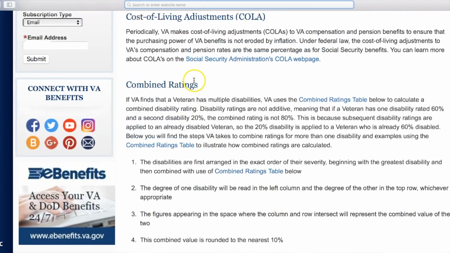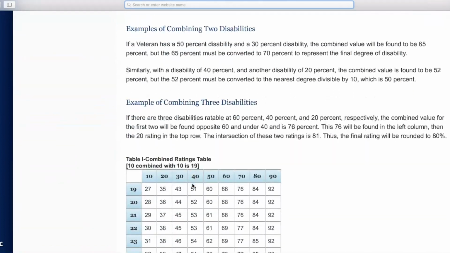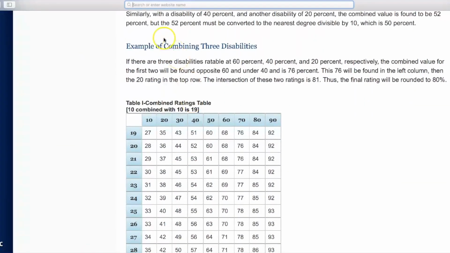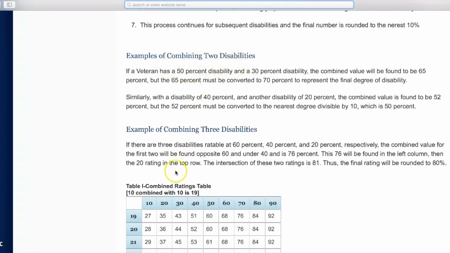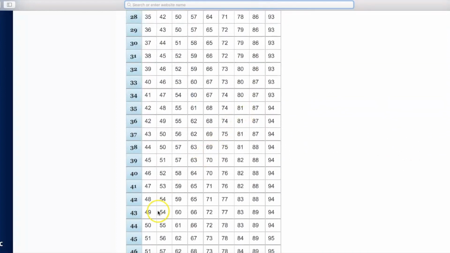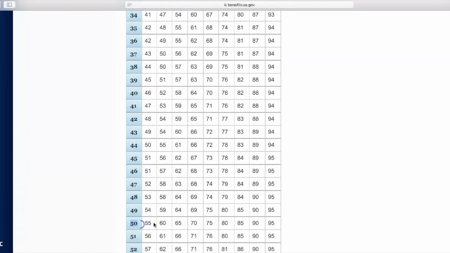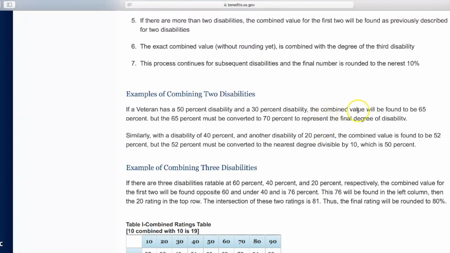Now let's take it over to the actual tables. So I've got my link that'll take you to the combined ratings table, and we're going to scroll down. If we just had two things, it actually shows you, here's an example of two disabilities. We've got the combined ratings table, okay? They're saying if you have a 50% and a 30%, which is not our example, but let's just check it out. If you have a 50%, here's the 50 right here, and a 30, that's 65%. And if you come back up here, you'll see 65%. But the 65 must be converted to 70 for your final rating.